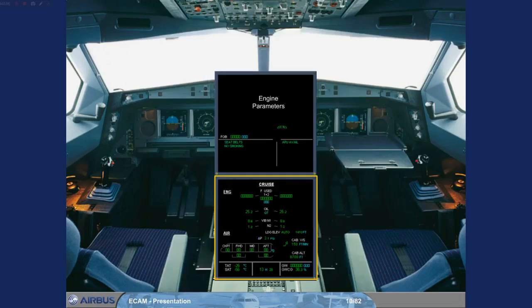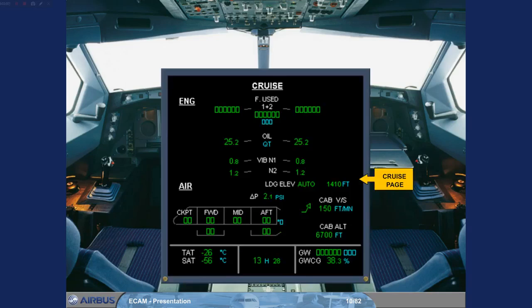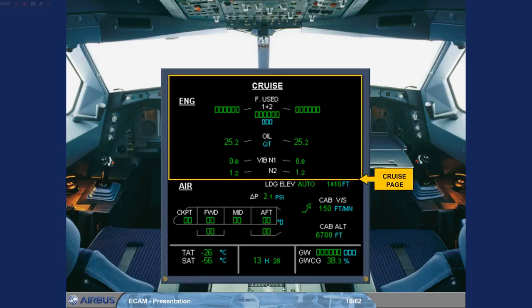The system display is used to display particular system information. In the example shown, the cruise page is displayed. This is the page normally seen for the majority of the time that the aircraft is airborne. Useful information from several systems is displayed during flight. The individual indications will be covered in the appropriate system modules.